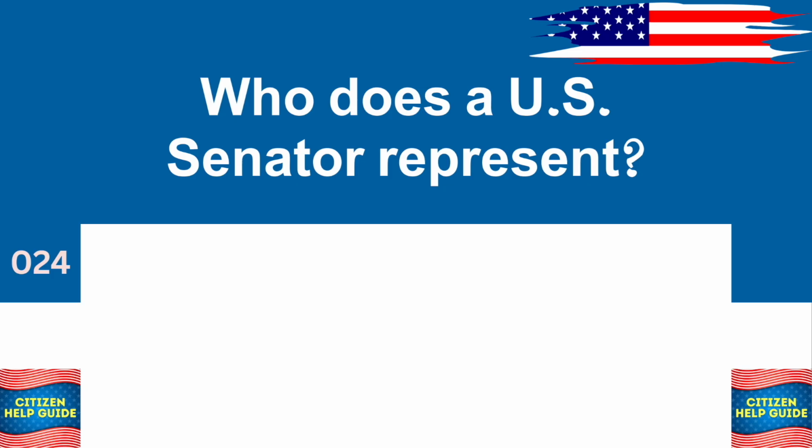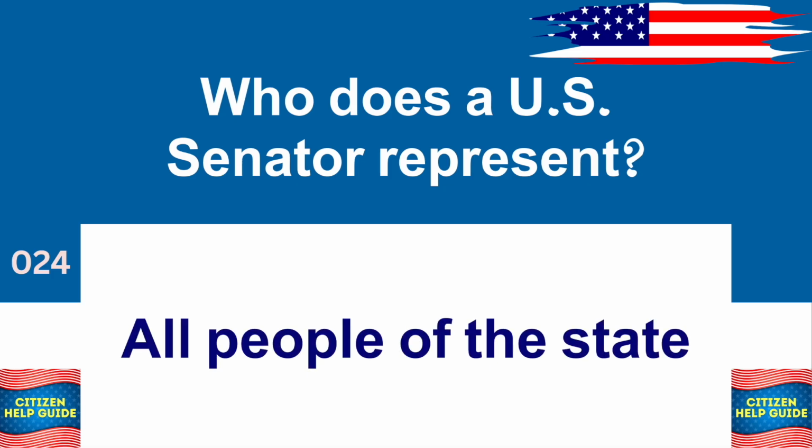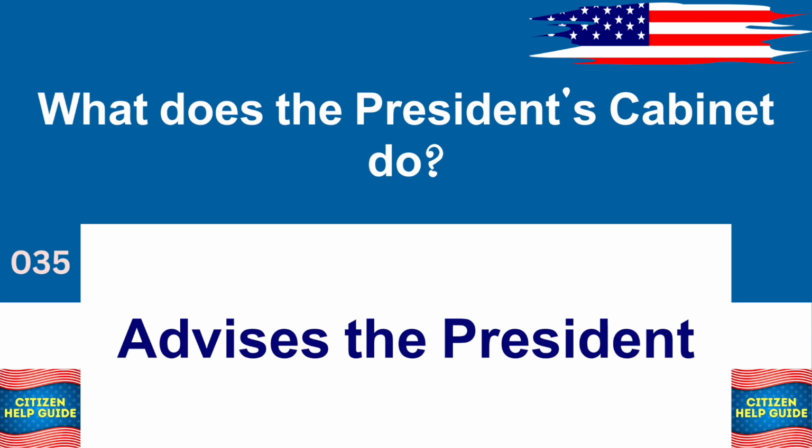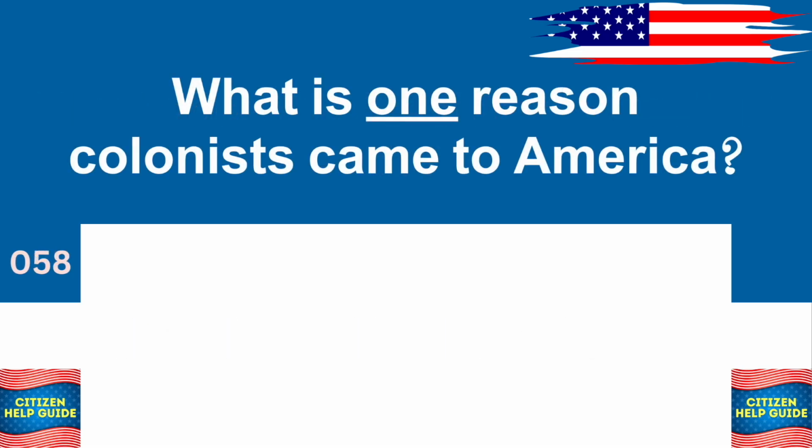Who does a U.S. Senator represent? All people of the state. What does the President's cabinet do? Advises the President. What is one reason colonists came to America? Freedom.